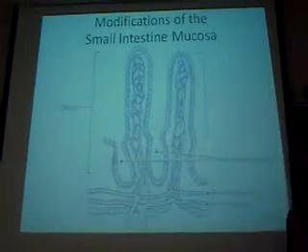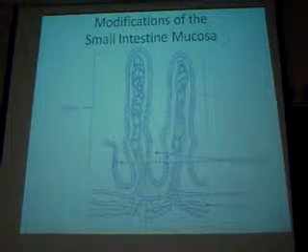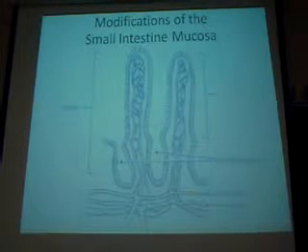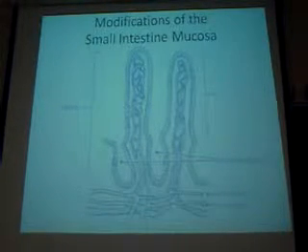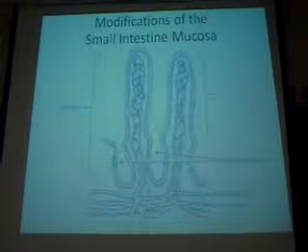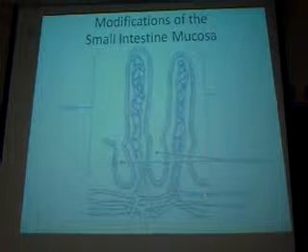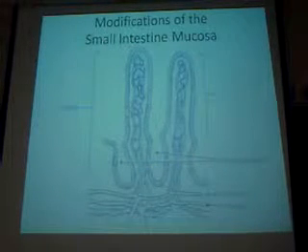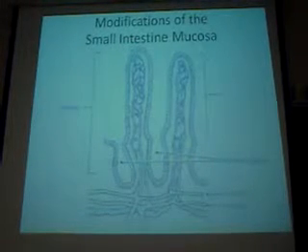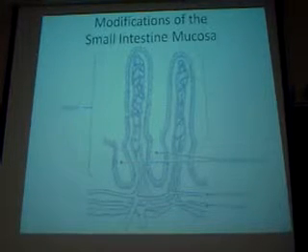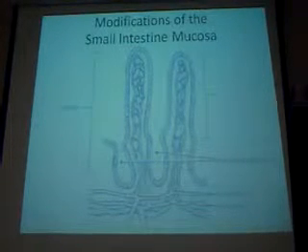Let's take a look on the inside of the small intestine. This looks somewhat familiar. Inside of your stomach, we talked about simple columnar epithelial tissue. We still have that, but this time it's convoluted into these finger-like extensions known as what? Villi, good.